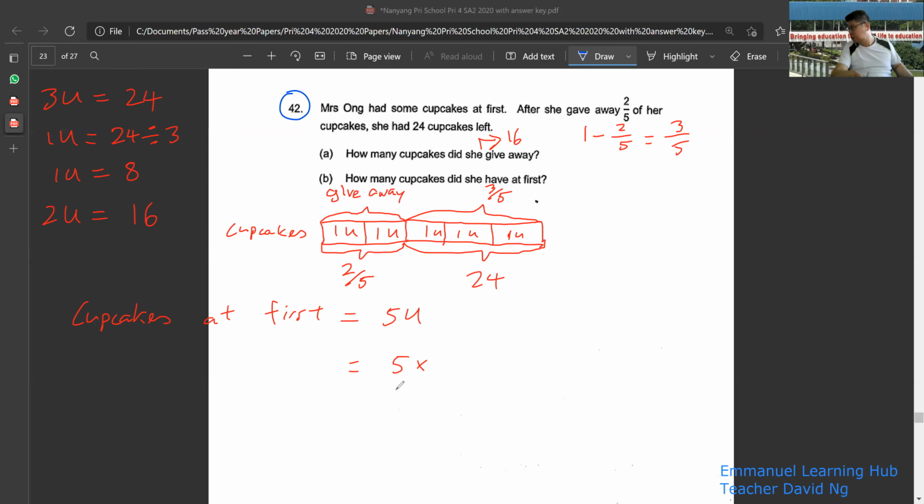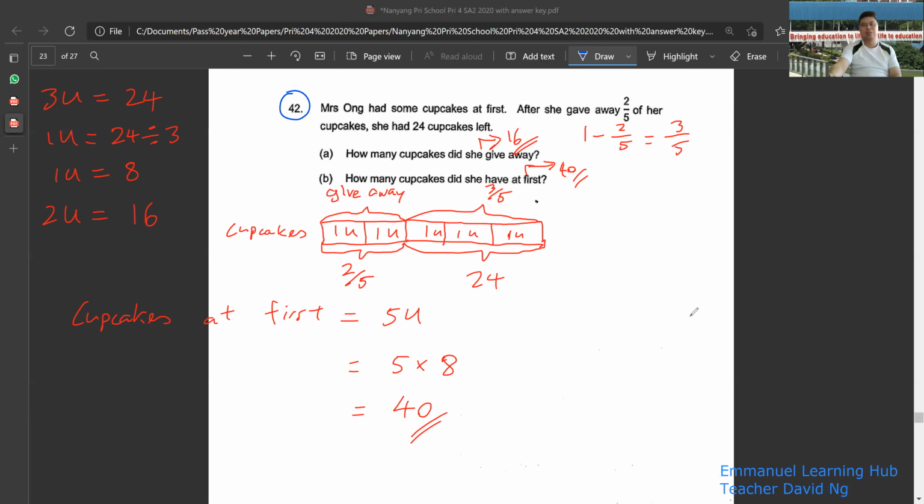5 multiplied by how many? 1 unit is 8. So it's 5 multiplied by 8. 5 multiplied by 8 is how many? Your multiplication timetable? 40. Okay. So how many cupcakes you have at first? 40.